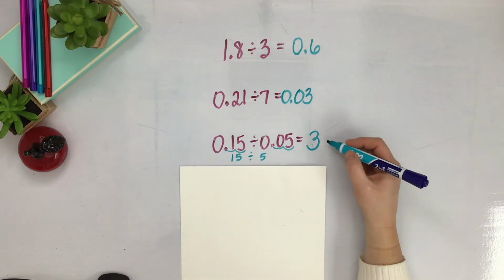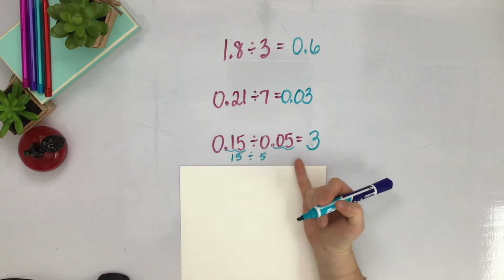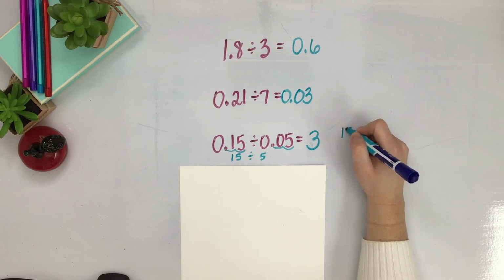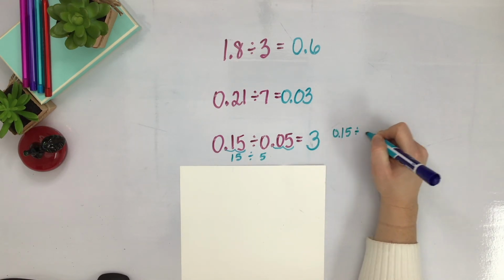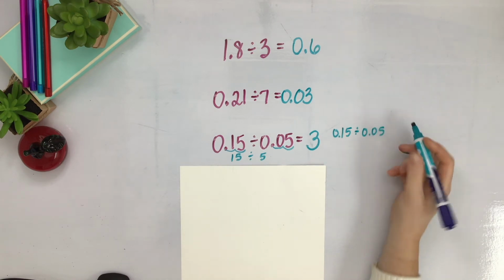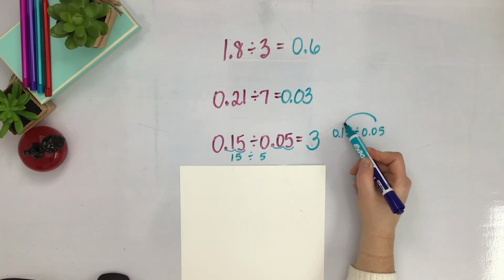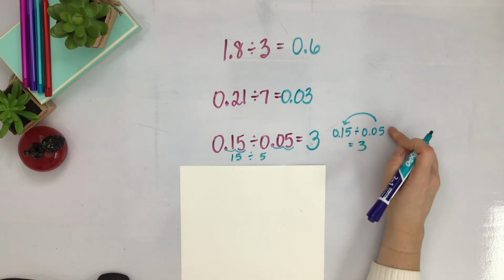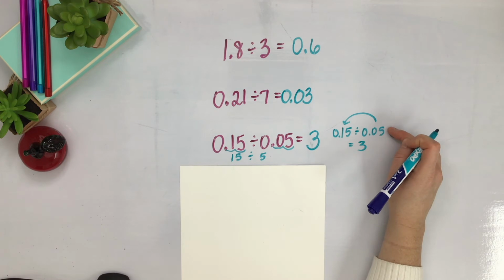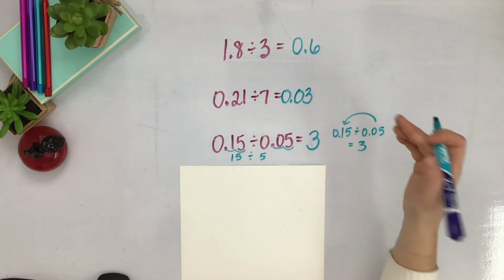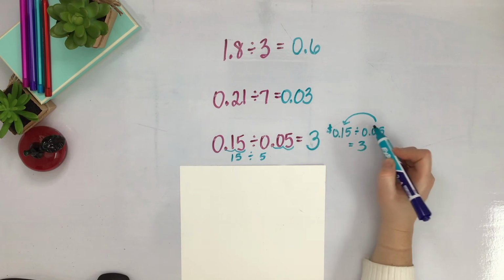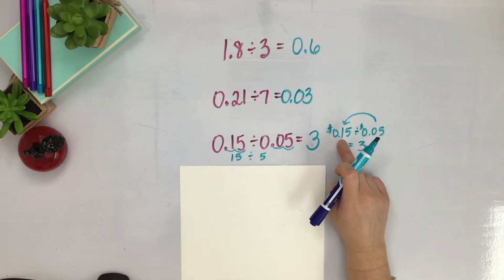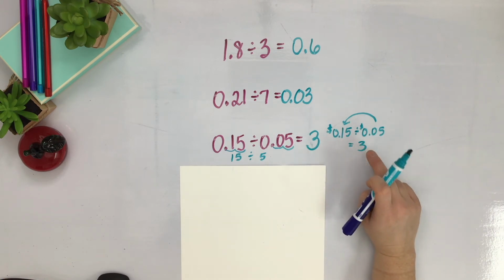Another way to look at this, if the moving of the decimal is not clicking with you, think of this as counting groups. I've got 15 hundredths, dividing it by 5 hundredths. How many groups of 5 hundredths are in 15 hundredths? There are 3 whole groups of 5 hundredths in 15 hundredths. If you want to think of this as money, how many nickels are in 15 cents? There are 3. 3 whole nickels.